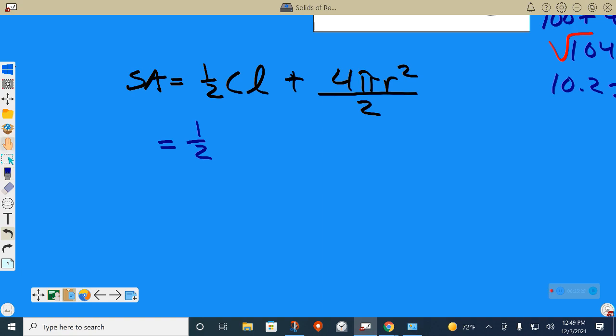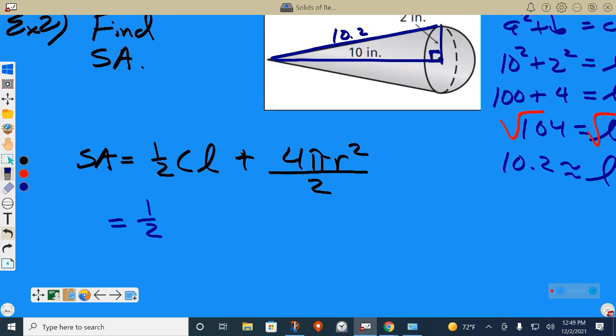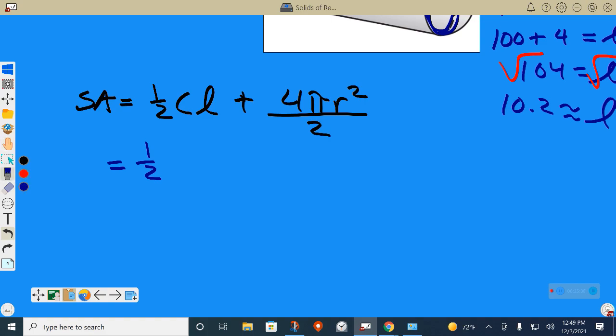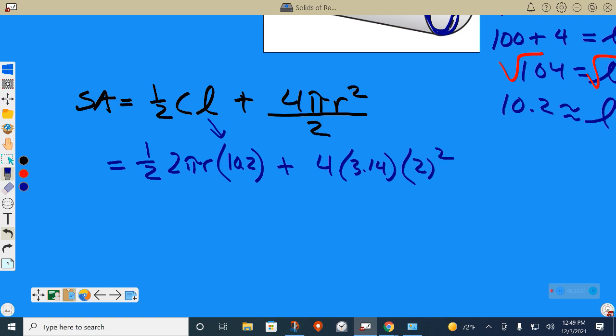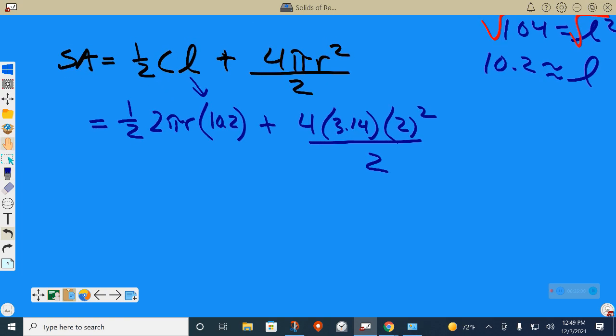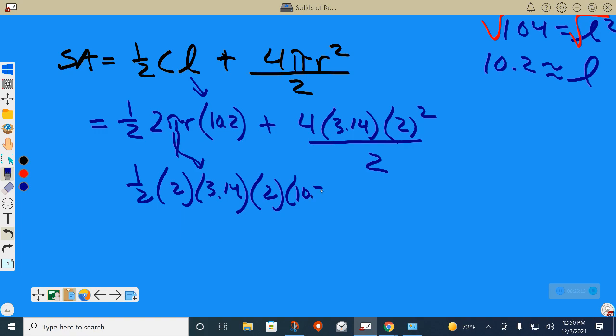1/2, here we go. Circumference of that circle right here, of the cone. The circumference formula is 2 pi r. The slant height we just figured out was 10.2, plus 4 times 3.14. Radius was 2, second power, divided by 2. One half times 2 times 3.14. I'm plugging and chugging now here. The pi is 3.14. The radius is 2. Slant height's 10.2.